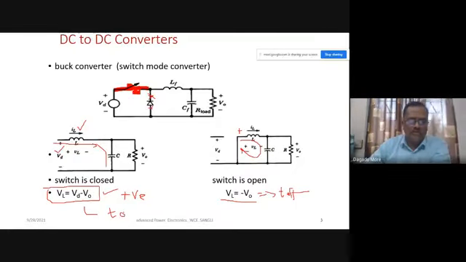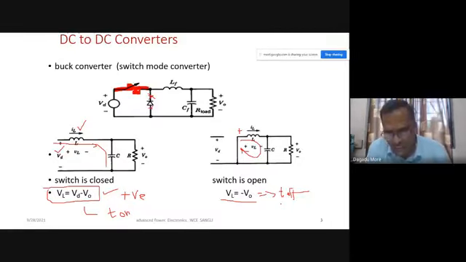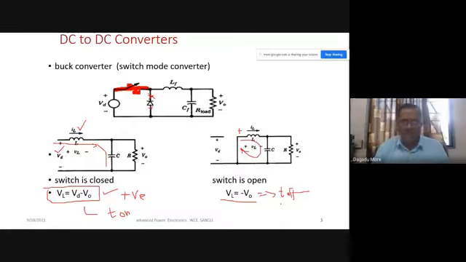Now what will be our average voltage, or the volt-second area? This is VD minus VO multiplied by T on, that will be the positive volt-second area, and minus VO into T off, that will be the negative volt-second area. And now we have the average voltage as 0. It means that the positive volt-second area will be equal to the negative volt-second area.